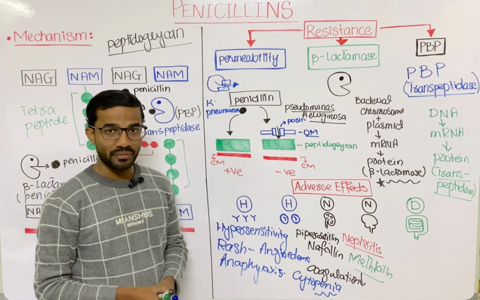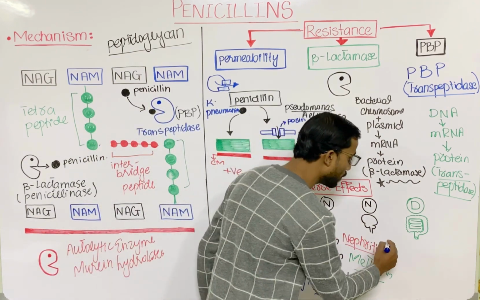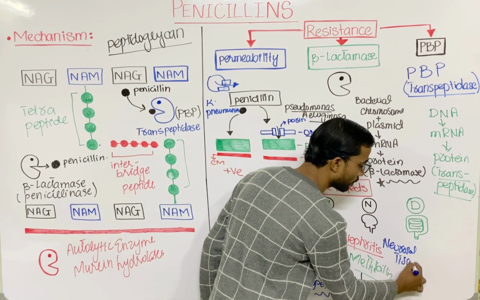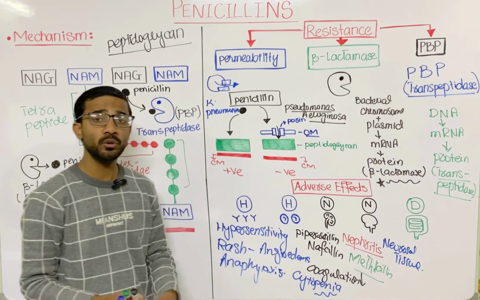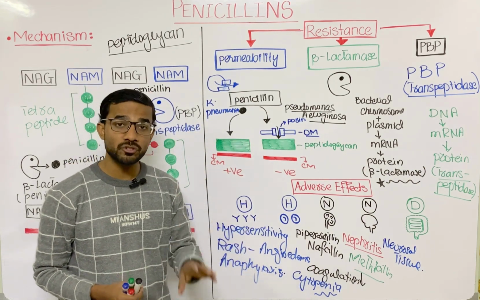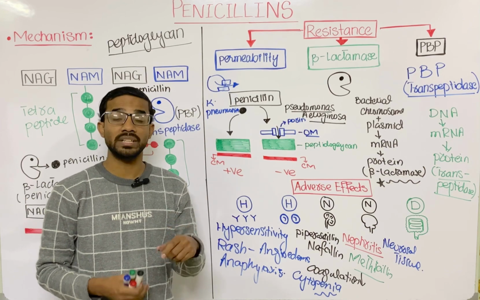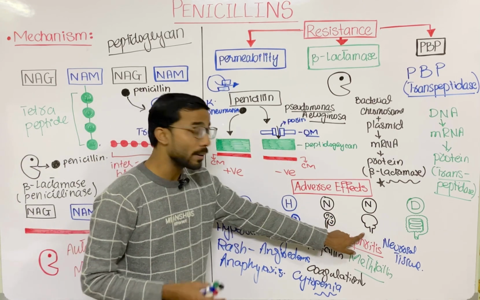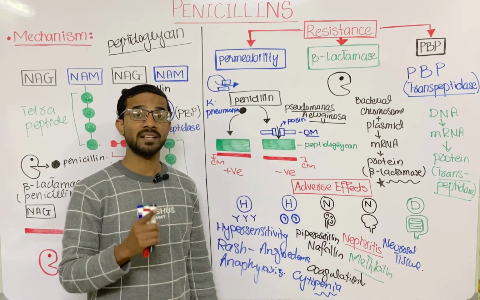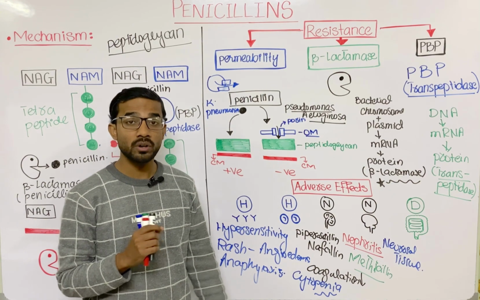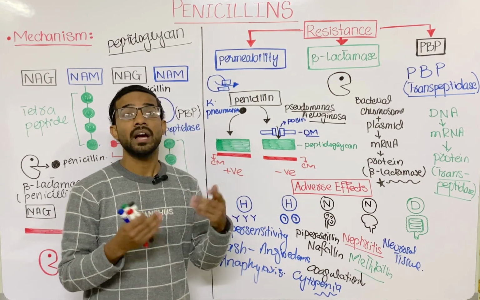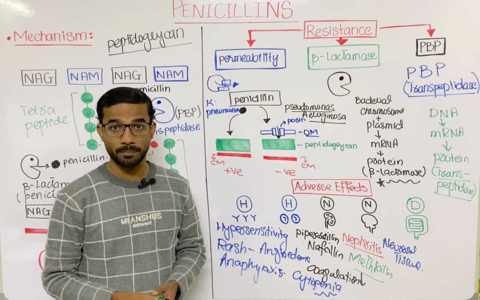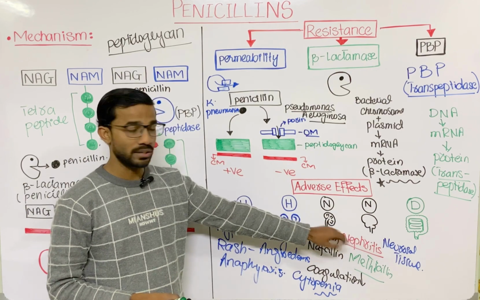Next is the neurological effect, in which you will see an effect on the neuronal tissue. That's the most important thing. If you administer penicillin directly into the CSF through the intrathecal route, then that patient can face seizures as well. Please do not prescribe penicillin in epileptic patients, because penicillin can inhibit GABA. So ultimately the epileptic patient will face a severe adverse effect of penicillin. So here are the neurological effects.